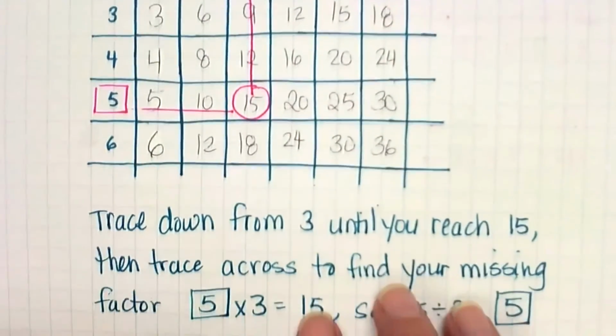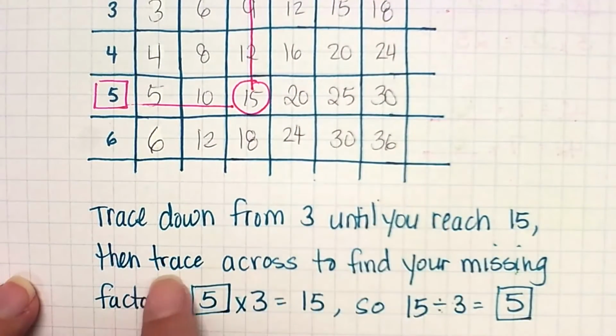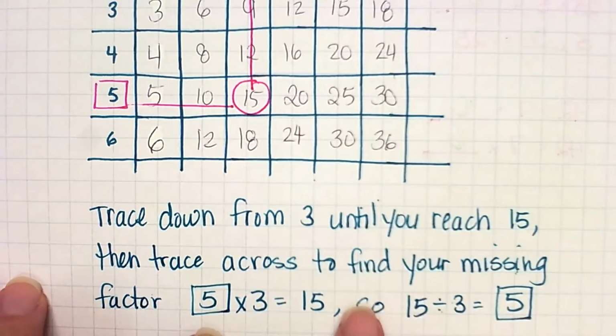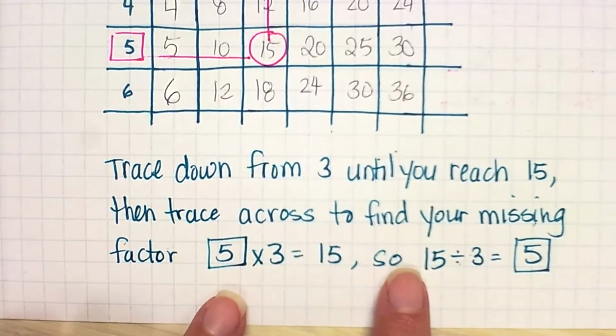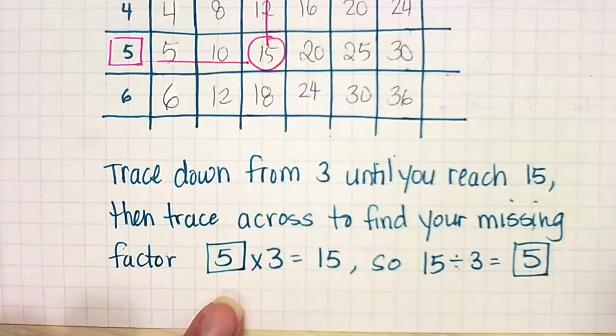So I trace down from the 3 until I reach the 15, and then I trace across to find my missing factor, which is 5. So 5 times 3 is 15, which means 15 divided by 3 is 5. These are related facts that are part of the same fact family.